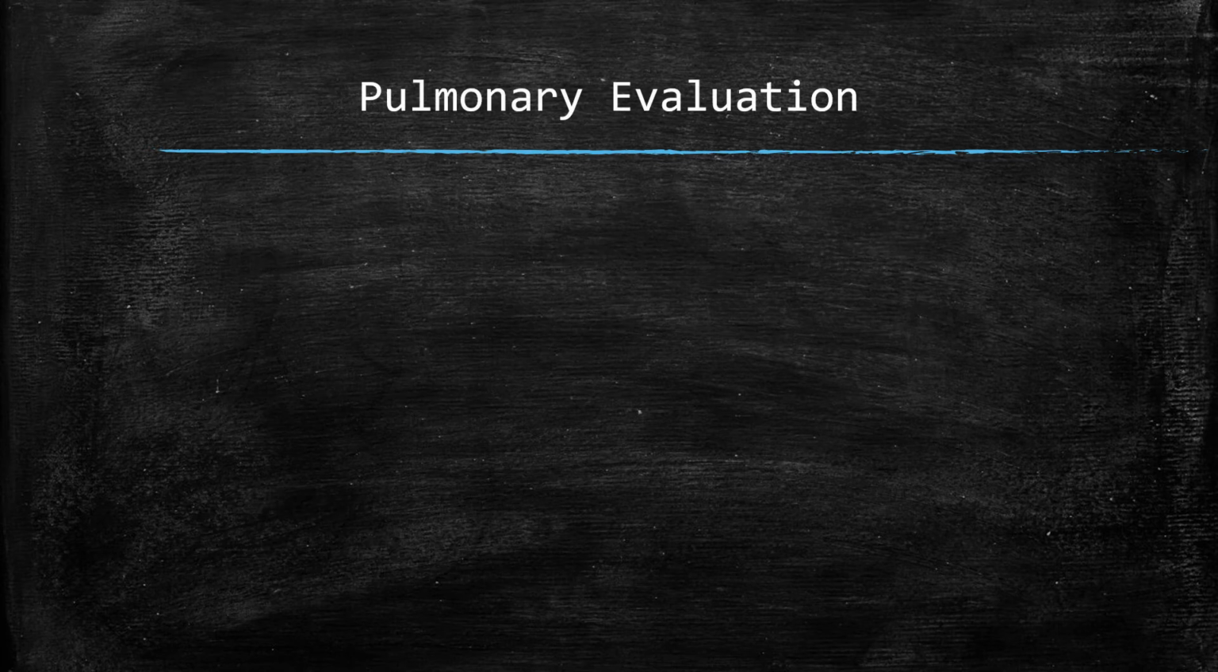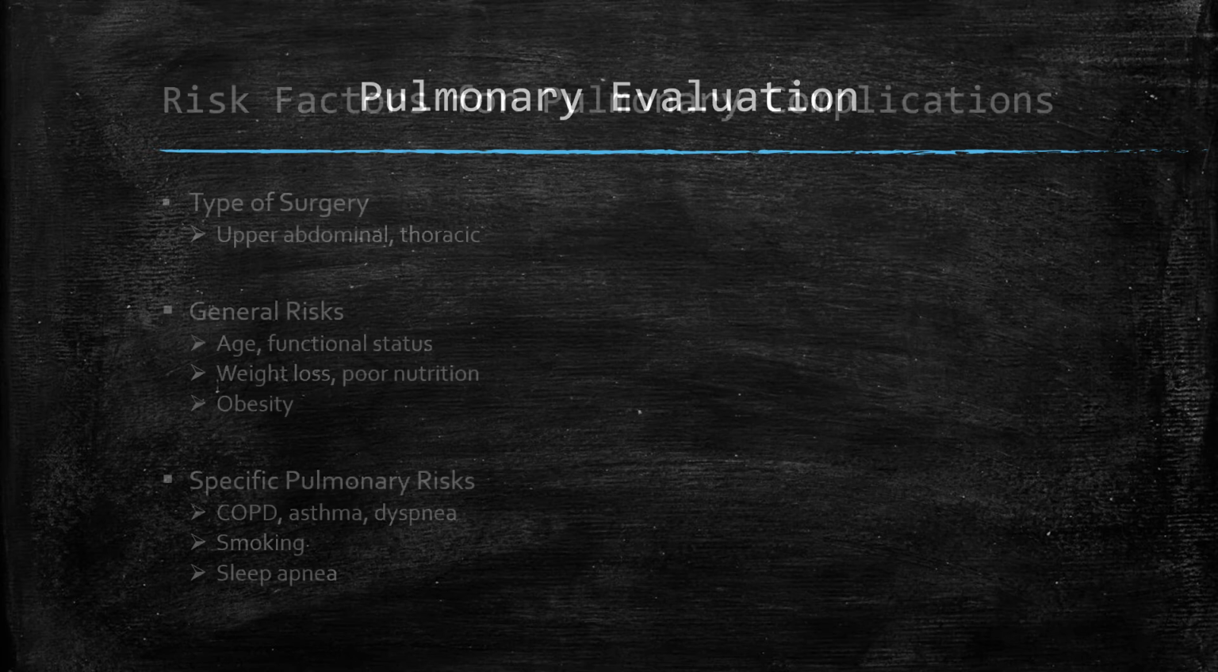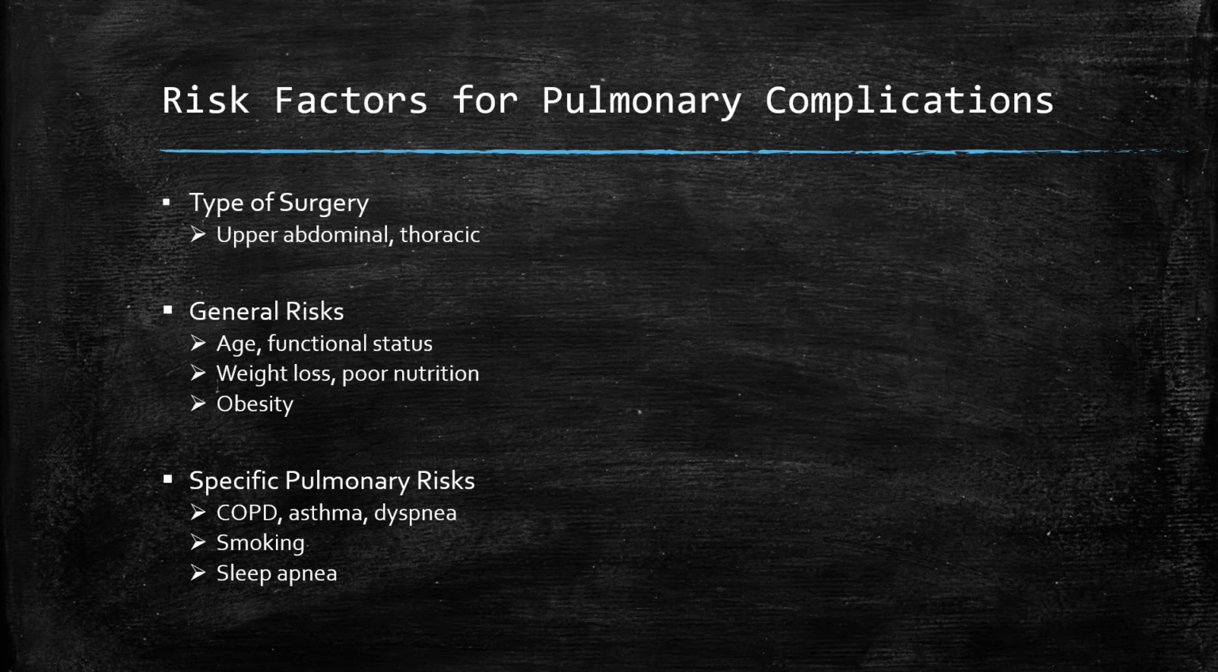Let's now move on and talk about the pulmonary evaluation. There are multiple risk factors for perioperative pulmonary complications. Clearly, the type of surgery is important, and patients who are to undergo an upper abdominal procedure or thoracic procedure have the highest risk of pulmonary complications.